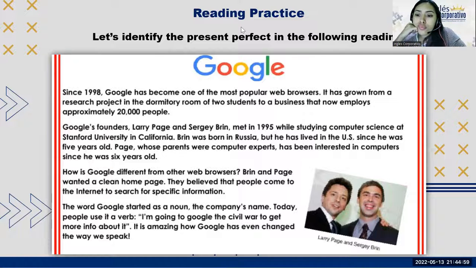Okay. Google's founder, Larry Page, and Sergey Brin, met in 1995 while studying computer science at Stanford University in California. Popcorn, Fatima. While studying, Brin was born. Sorry, Brin was born here. Brin was born in Russia, but he has lived in the USA since he was 5 years old. Page, whose parents were computer experts, has been interested in computer science since he was 6 years old.